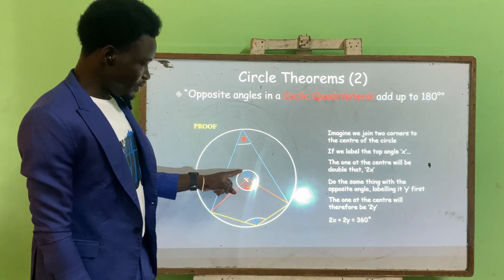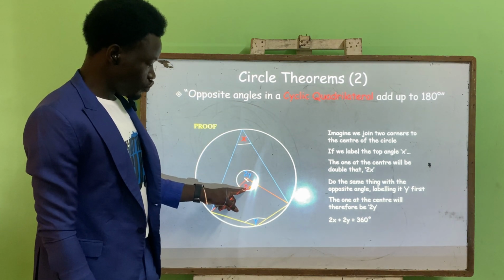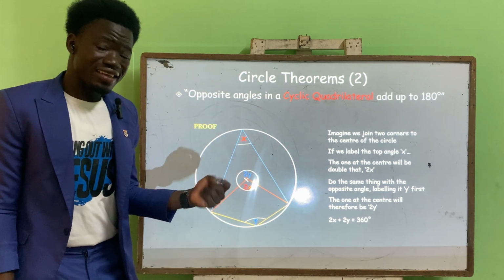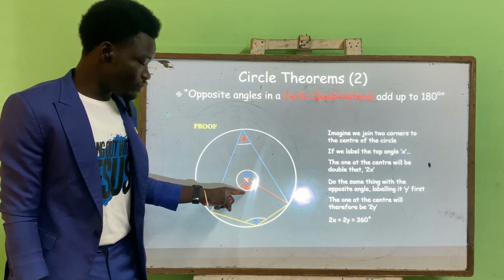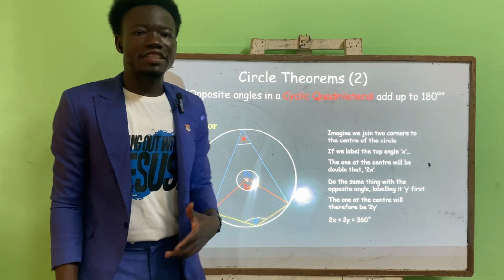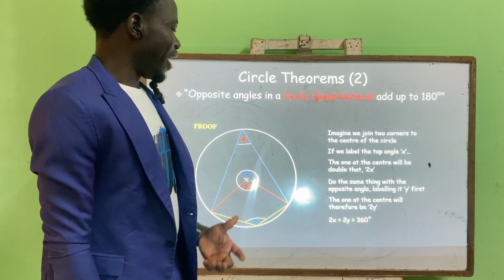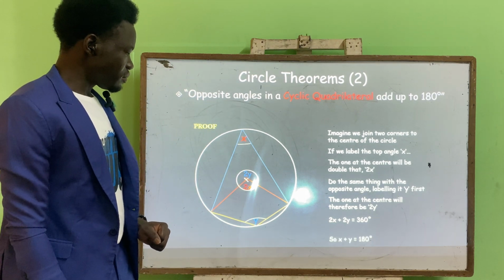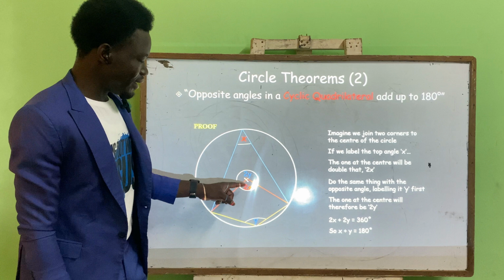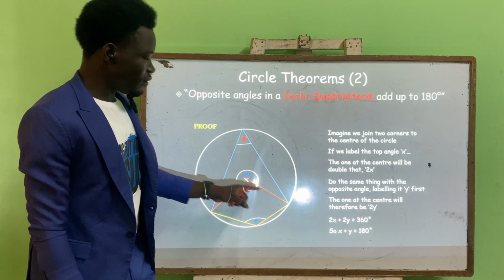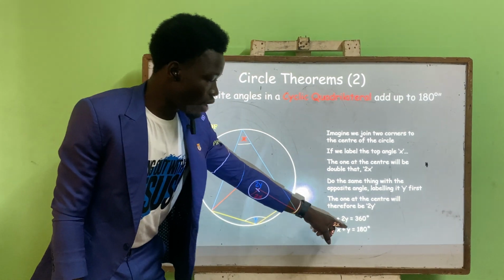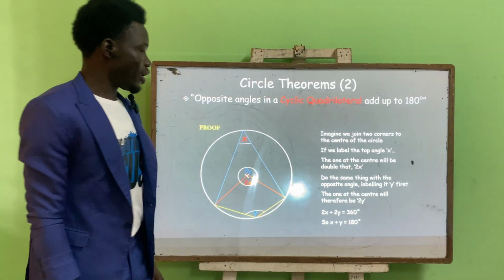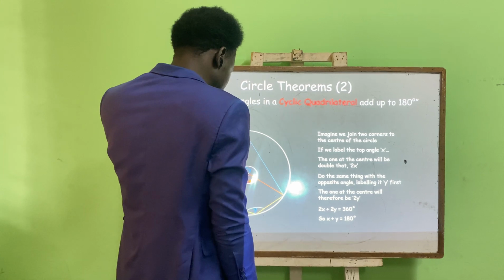It means that 2y plus 2x will give you 360 degrees, because angles in a complete circle sum up to 360 degrees. So here is 2x and this is 2y. When I sum them, it must give me 360 degrees. Okay? We continue. So when I divide it by 2, this will give you 180, and x plus y will also give you what? 180 degrees. Okay?